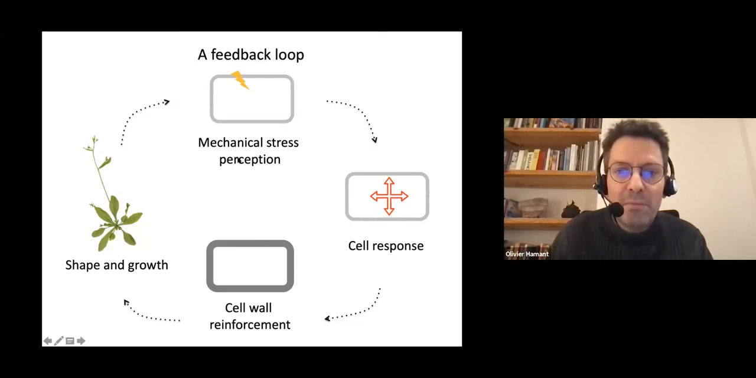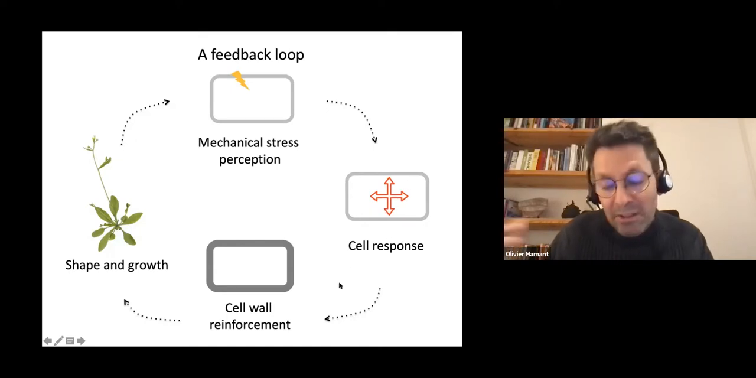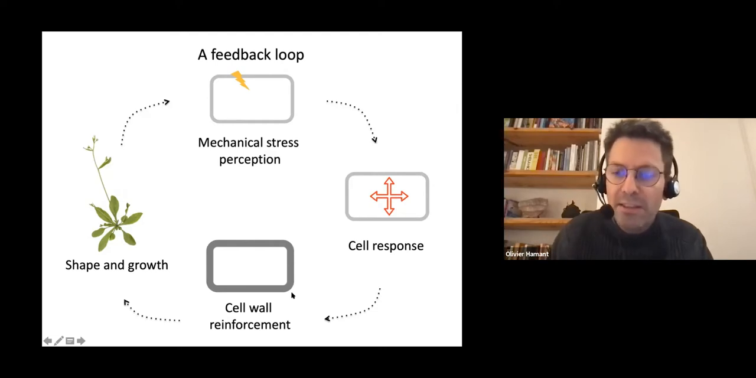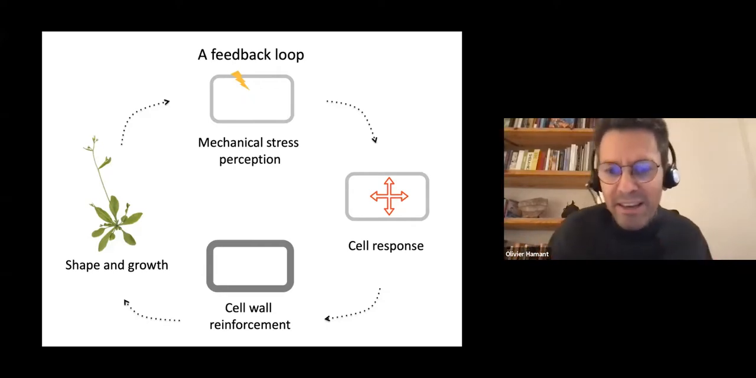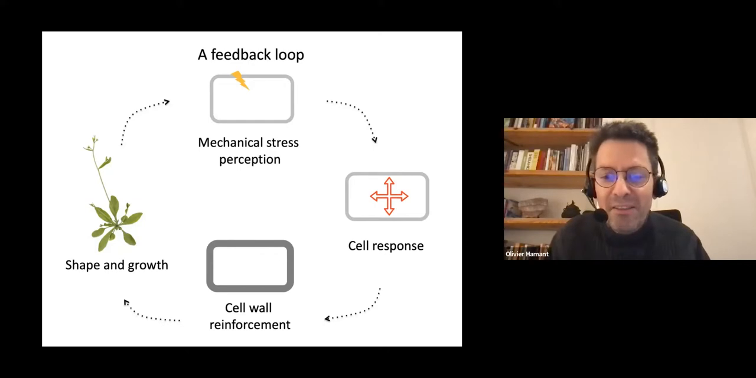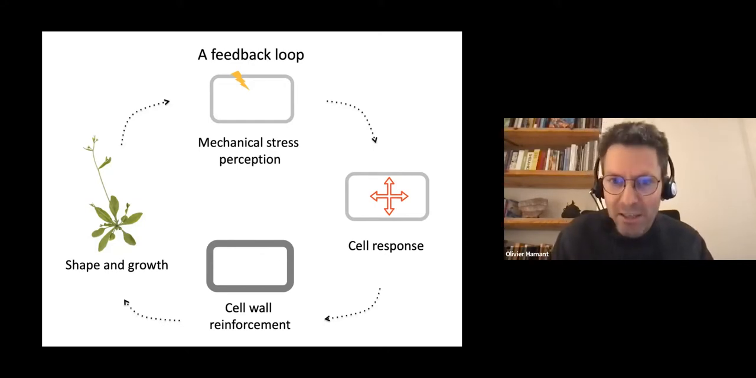This stress can be perceived by the cell, and the cell responds to stress. In plants, what the cell usually does is reinforce its cell wall to resist stress, and in turn this is going to affect shape and growth. This is really a universal loop, if you take a step back, because all cells have to resist stress. A cell that does not resist mechanical stress is dying. So if it's alive, it's constantly resisting stress.